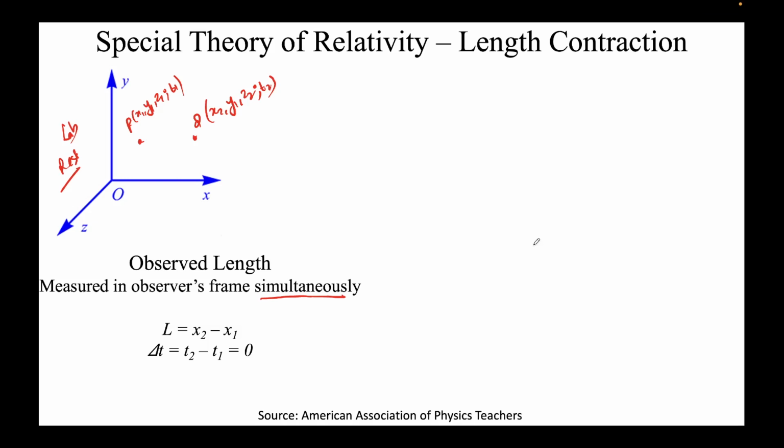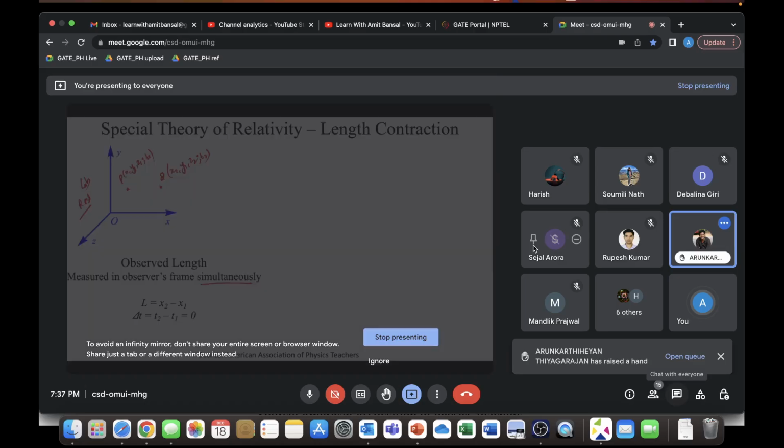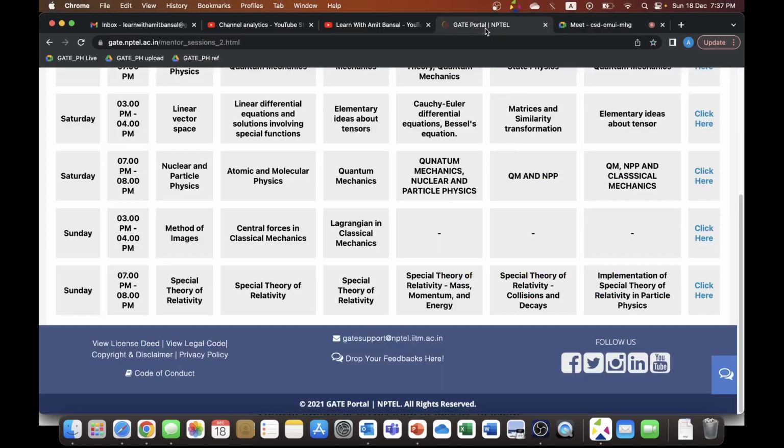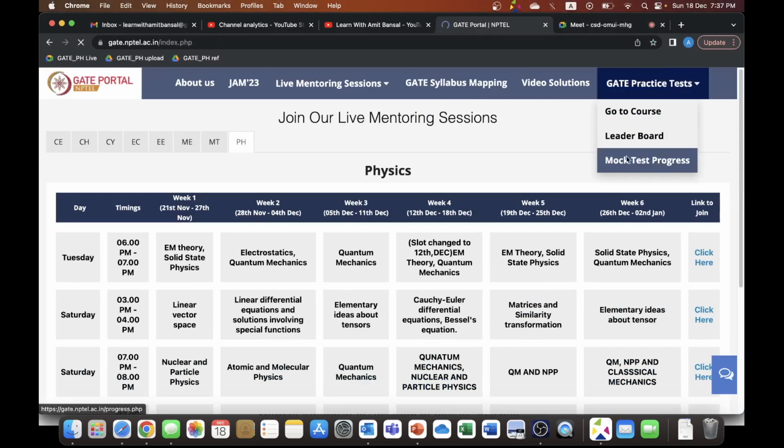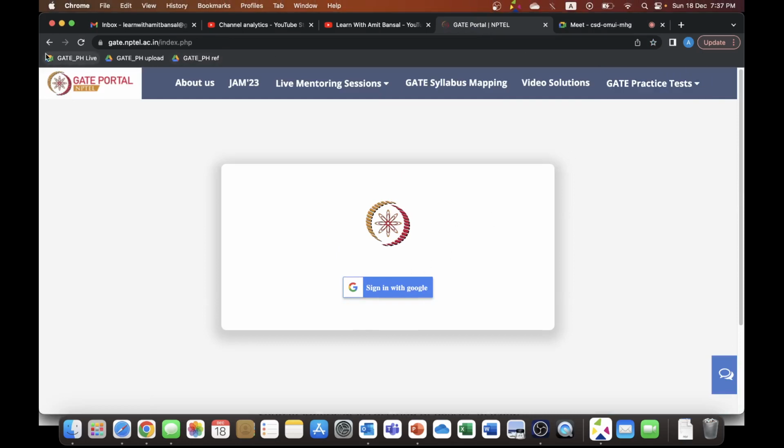Do we have any practice or mock test for physics in NPTEL? I don't think so. It's not up yet. For some other exams, it is there, but for physics, I just saw the website. It's only there for engineering subjects. For physics, it's not there.